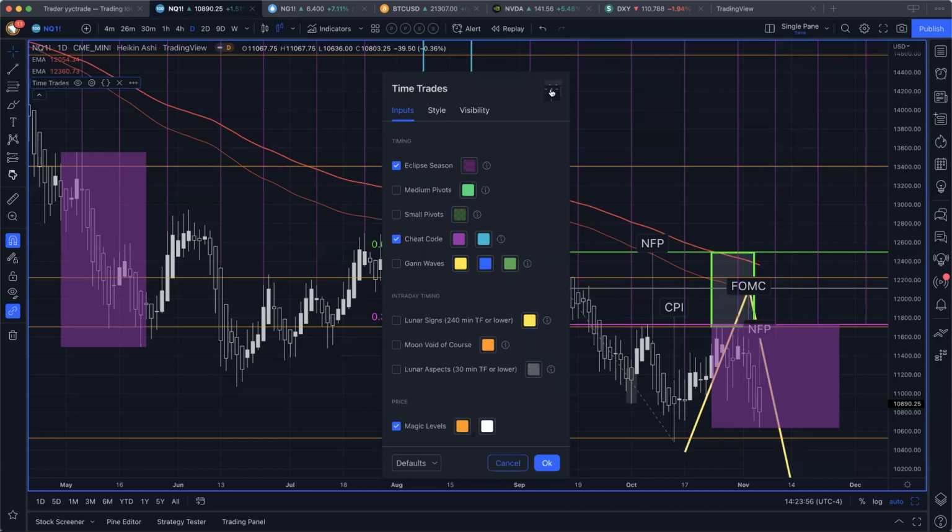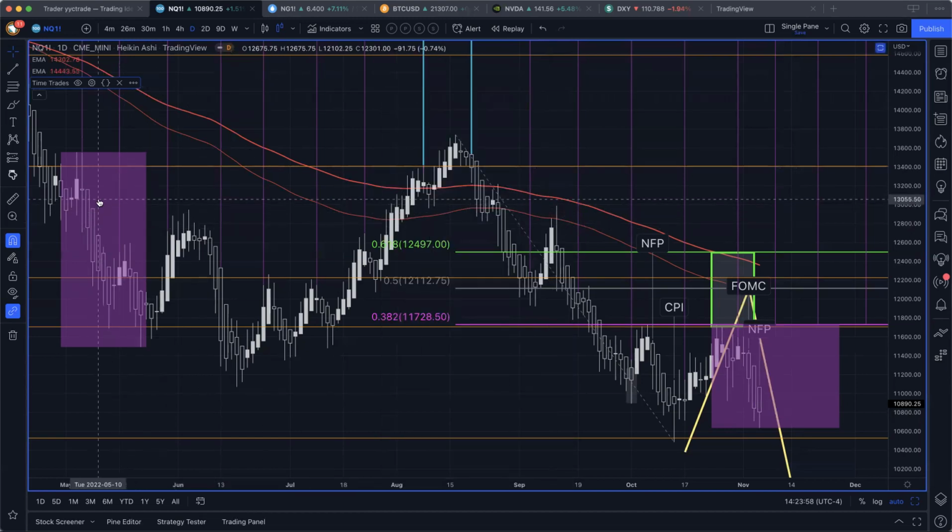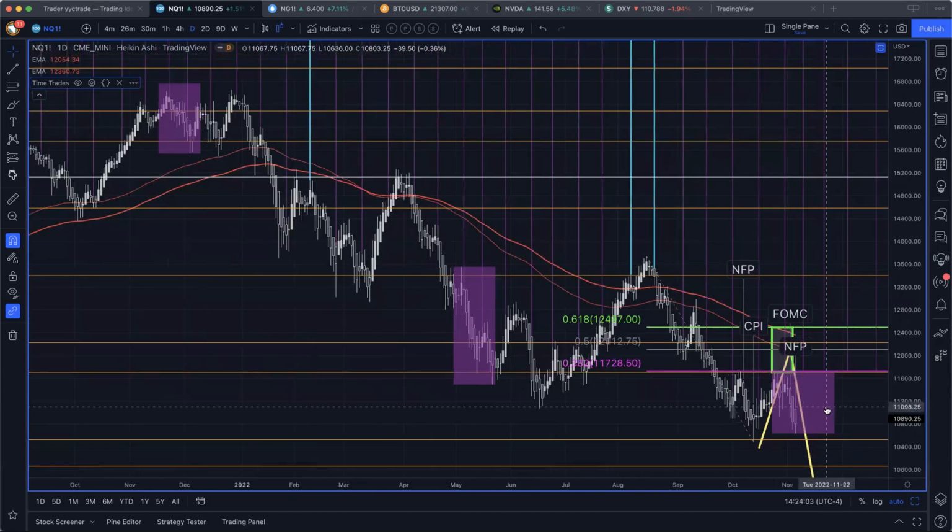So when you go back and take a look at the eclipse season in purple, you can see in general what's happened here, and also note the teal lines that come from the cheat code. Now, these teal lines are actually halfway between eclipses. What I'm going to present to you is my opinion that the teal lines, halfway between eclipse seasons, are actually more important than eclipses in and of themselves.